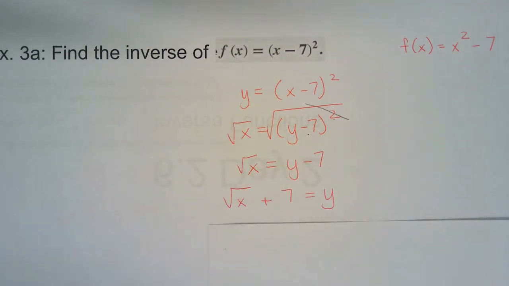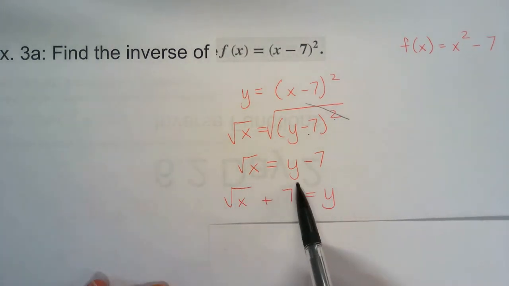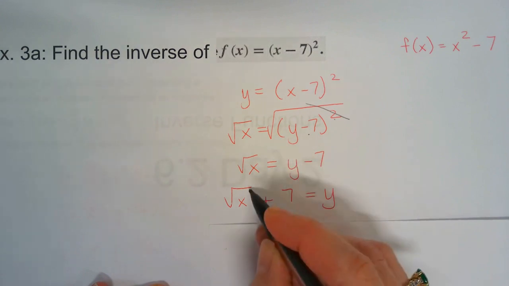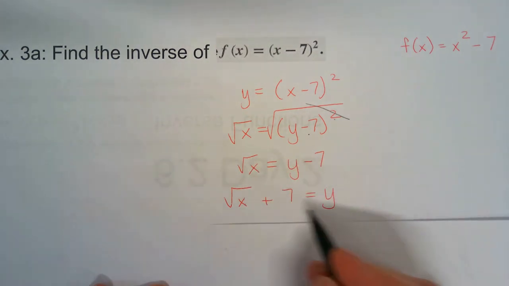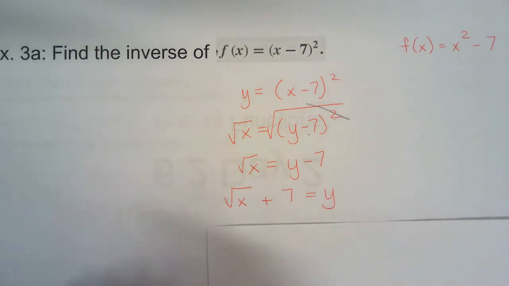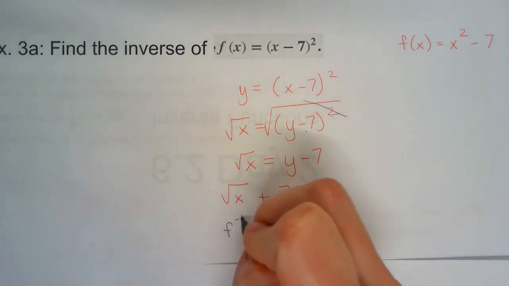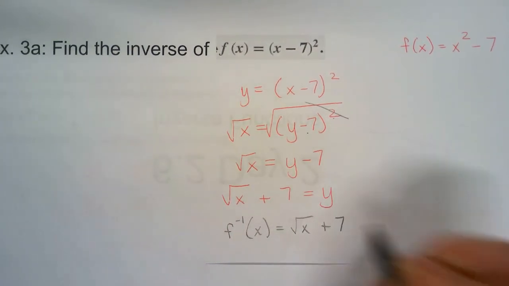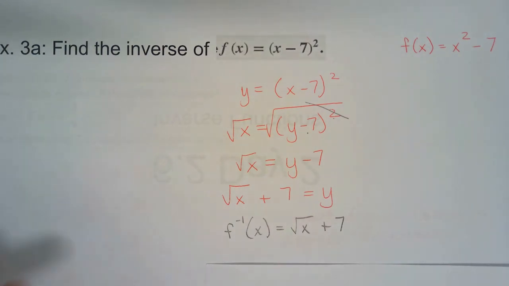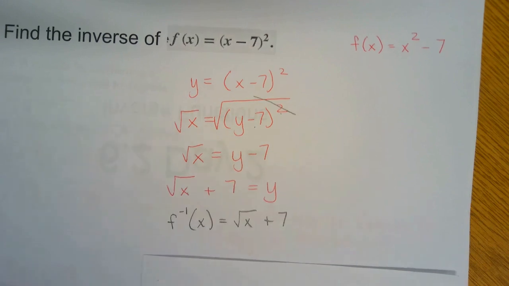Notice how I wrote it. I did not have this square root sign going all the way across there. So make sure that you only have the square root over the x, because that is the only part we did the square root of. Make sure the plus 7 is not underneath your square root symbol. And then if you want to, you can rewrite it with your inverse function so that you are having the inverse of f. Now, what if I gave you f of x equals x squared minus 7?